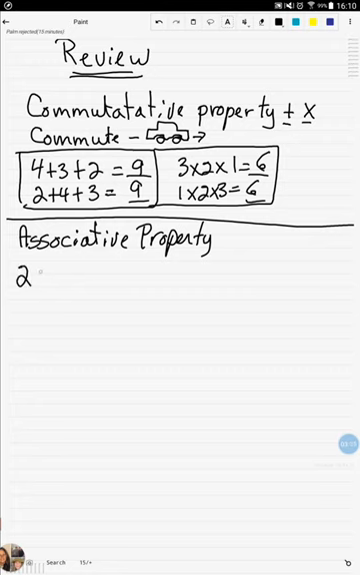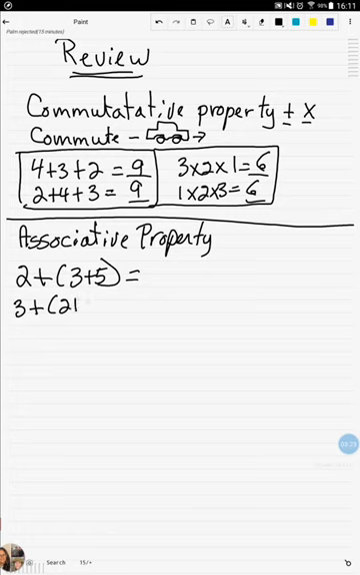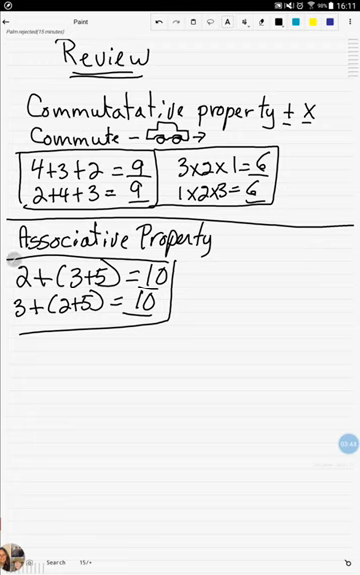So if I say 2 plus 3 plus 5, or if I say 3 plus 2 plus 5, right? So we know we do parentheses first. We're going to talk about that next week, I think. 3 plus 5, 8 plus 2, 10. 2 plus 5, 7 plus 3, 10. Same answer. So they can associate however they want.